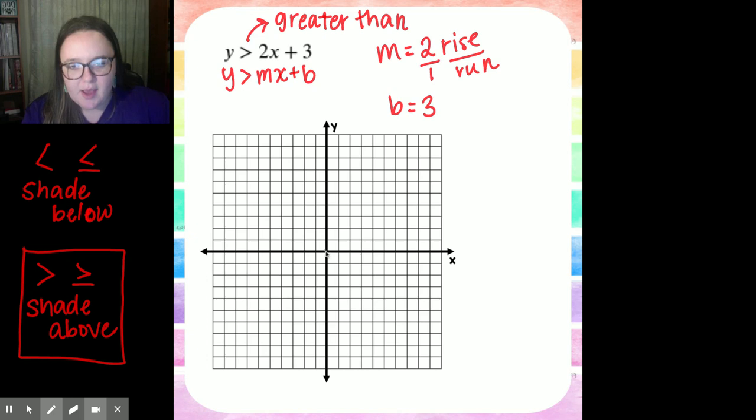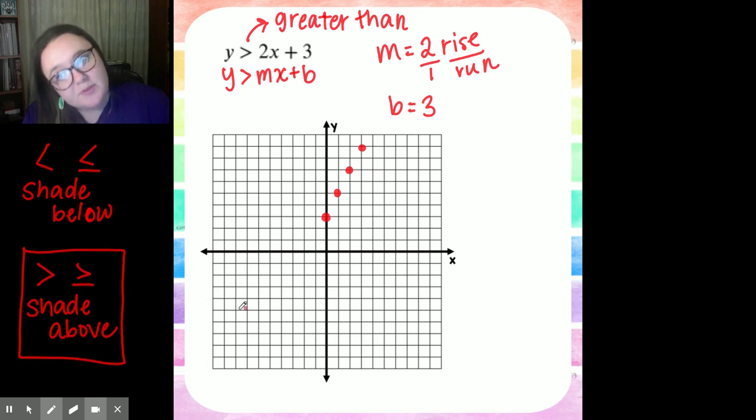So I'm going to begin at positive 3. 1, 2, 3. Make my first beginning point. I'm going to use my slope to move. I'm going to rise 2 and run 1 to the right because it's positive. Rise 2, 1 to the right.